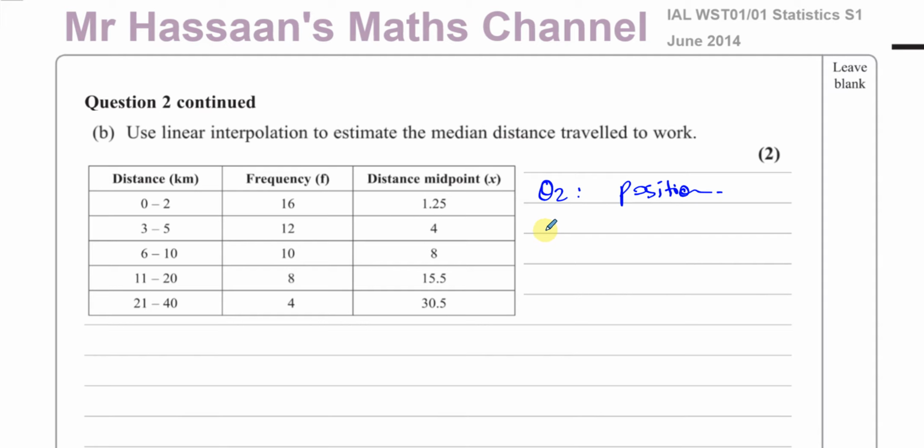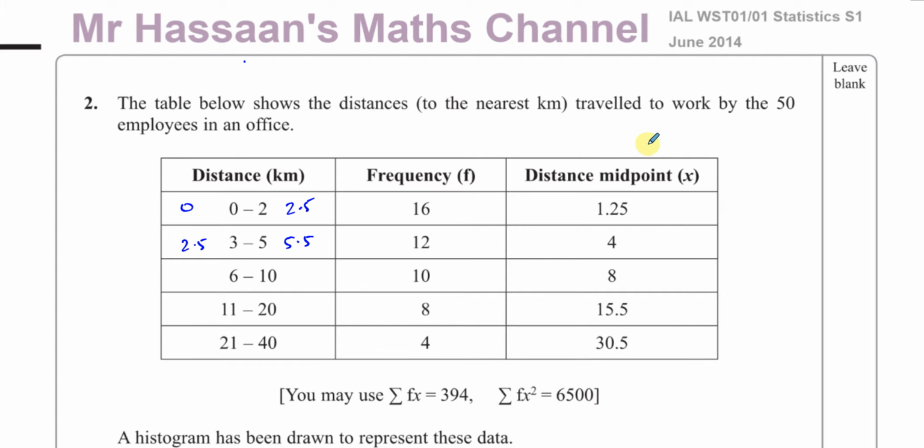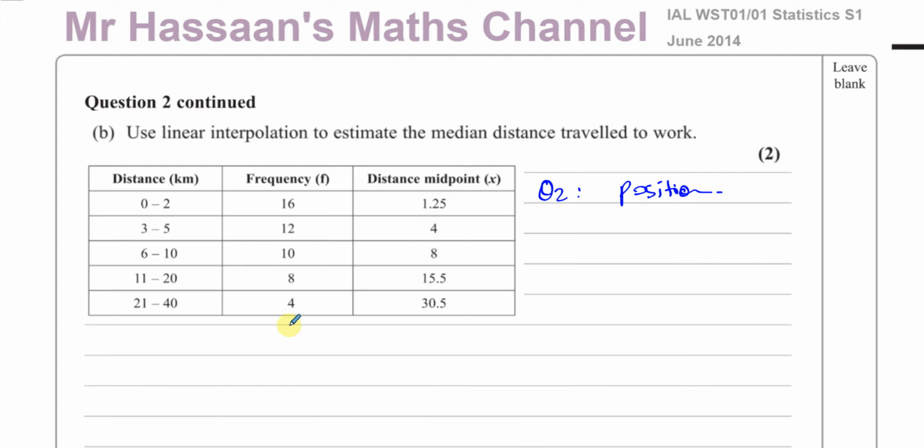Now, the position of the median, if we have grouped data, which we have here, and we know that there are, as it says in the question, 50 employees in the office, so we don't have to actually add the frequencies together. We know that the sum of the frequencies is 50. The position of the median, if you have grouped data, the way I like to work it out is by using n over 2, which is 50 over 2, which is 25. So it's the 25th term.